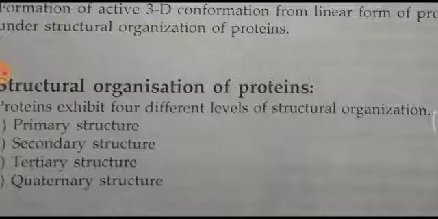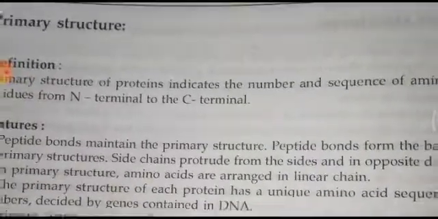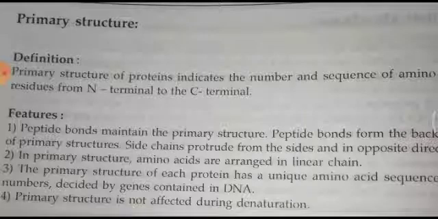Let us begin with the first one, that is, primary structure. The primary structure of a protein indicates the number and sequence of amino acid residues from the N terminal to the C terminal end of the protein. So it gives information about how many amino acids there are, that is the number, and the sequence, that means the first amino acid, second, third, which amino acid is present. The sequence is also given in the primary structure from N terminal to C terminal.